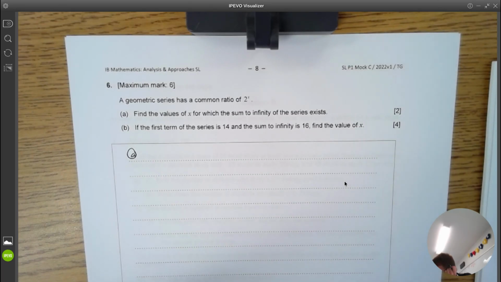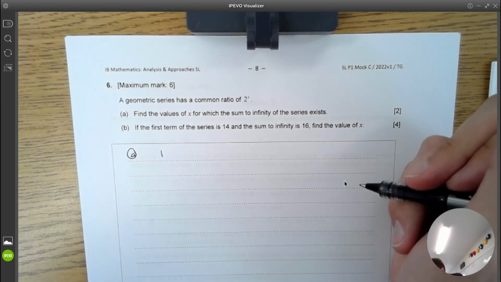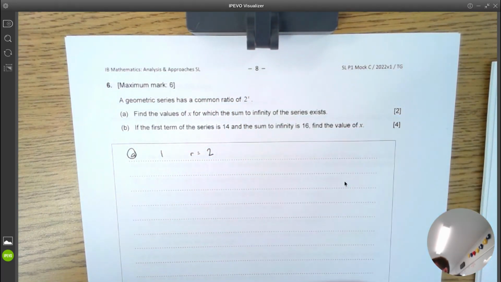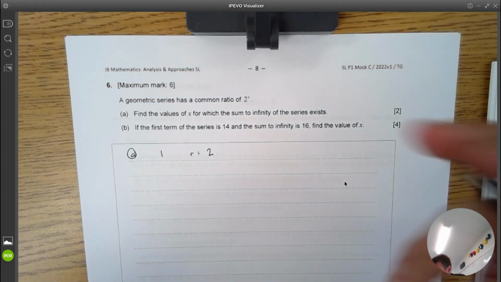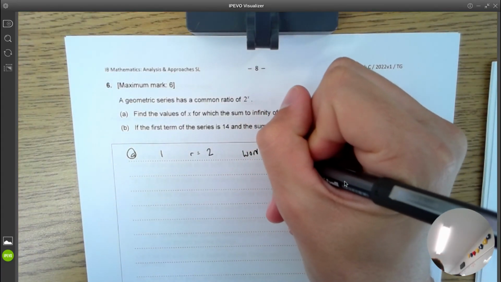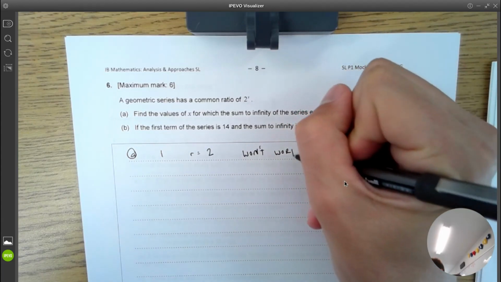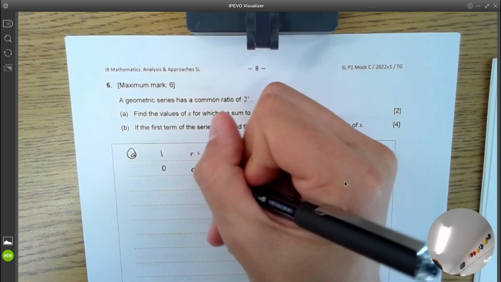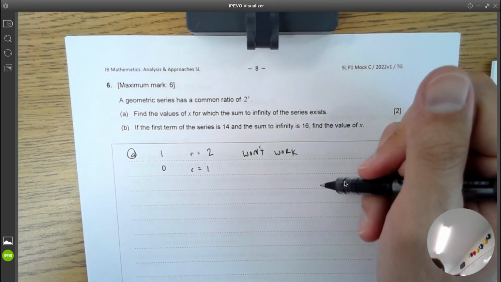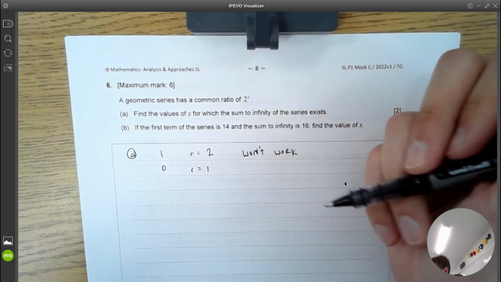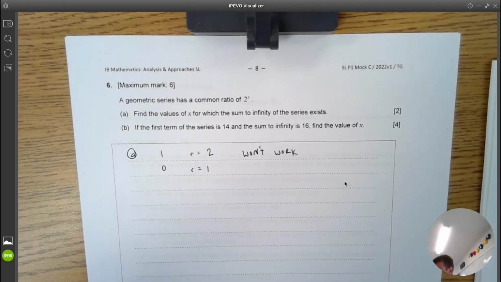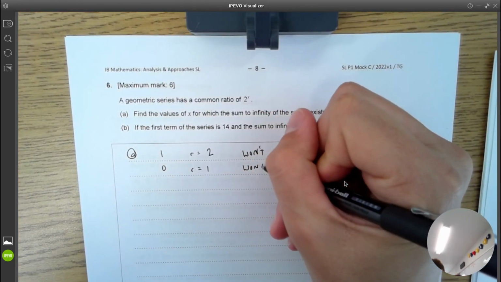X is the exponent, and if I have, let's say, a number like 1, that means that my common ratio is going to be 2, and then I'm going to be getting twice as big, twice as big, twice as big, and this won't work. Let's say I have one like 0. That would mean r is equal to 1, and that would mean that my value would just stay at 2 forever. It would be 2 plus 2 plus 2 plus 2 plus 2 plus 2. Again, that won't work.